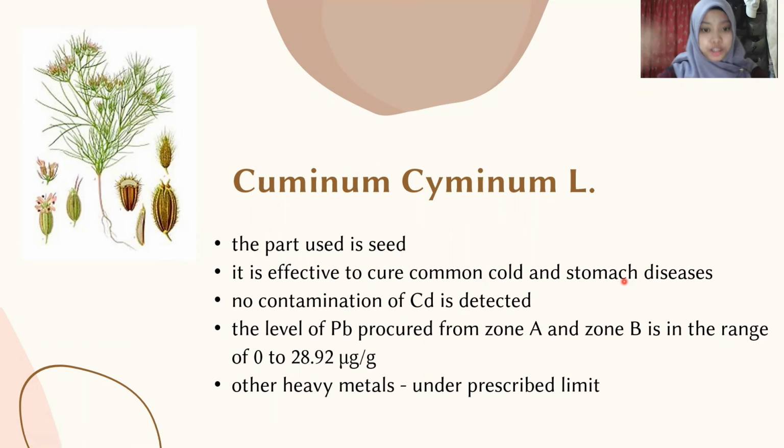Based on the results, as I mentioned before, there is the empty part in the graph. It shows that no contamination of Cd is detected when it was tested by using atomic absorption spectroscopy. However, the Pb contained in zone A and zone B has exceeded the prescribed limit given by the WHO. The range for the Pb metal here is from 0 to 28.92 microgram per gram.